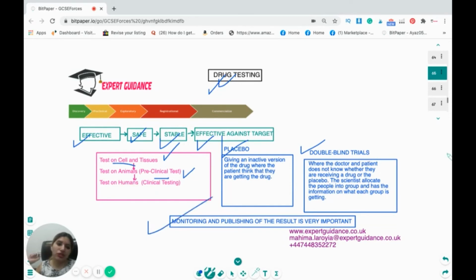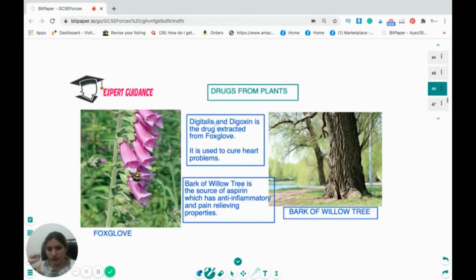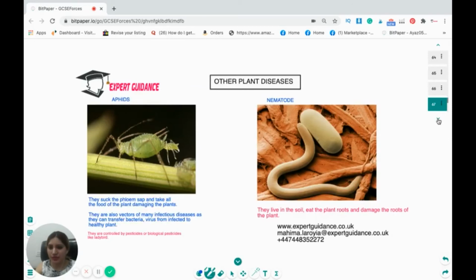Monitoring and publishing of the result is very, very important. Now, the drugs that we get from plants, you need to remember these examples. Digitalis and digitoxin are drugs extracted from the foxglove plant. It is used to treat heart problems. The bark of the willow tree is a source of aspirin, which has anti-inflammatory and pain-relieving properties.